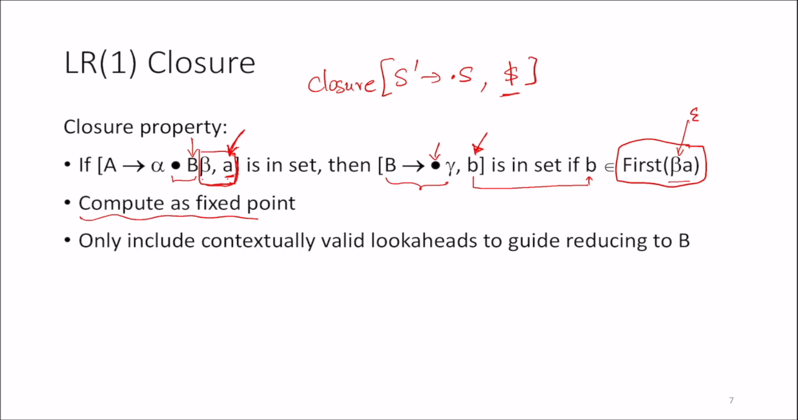And just as before, we compute as a fixed point, so we keep adding stuff. If we've already added it, we don't add it again because it's a set, until we can't add any more dotted rules with the look ahead to my item set. And we only include contextually valid look aheads. And that means that if I'm in this particular rule with this beta, I'm not going to take into account all the other rules of A. It's a specific rule, this specific rule, that's going to provide the context in order to tell me when I can reduce this rule, A goes to alpha B beta.